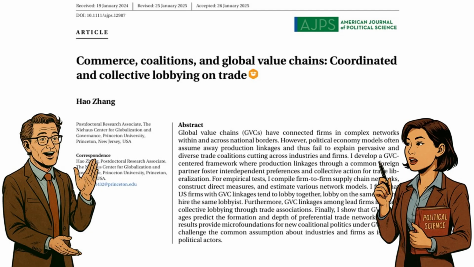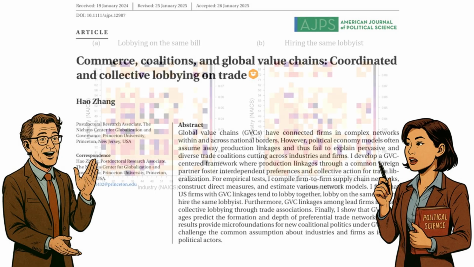The study is observational and relies on a large original dataset. The author builds firm-to-firm supply chain networks for U.S. public firms from 2003 to 2020 using FactSet's supply chain relationship database. These linkages are matched to over 82,000 lobbying reports on trade and tariffs from the LobbyView database. The analysis uses network models to see whether firms connected through the same foreign partner coordinate their lobbying activities. And what does the author find?